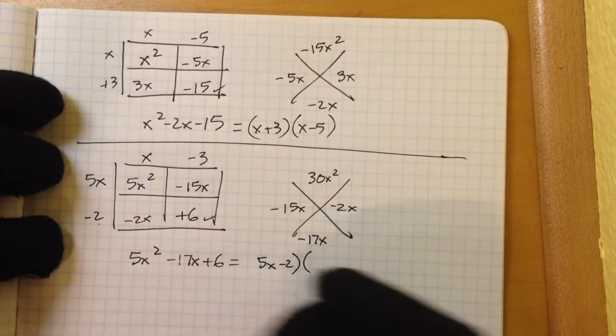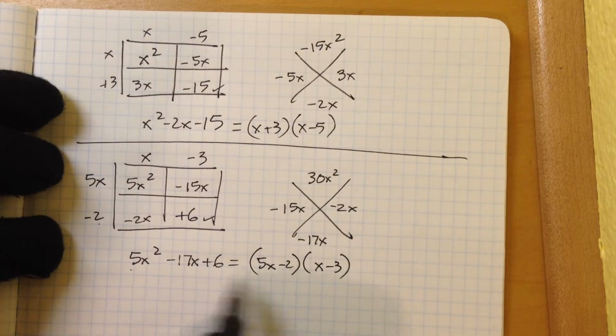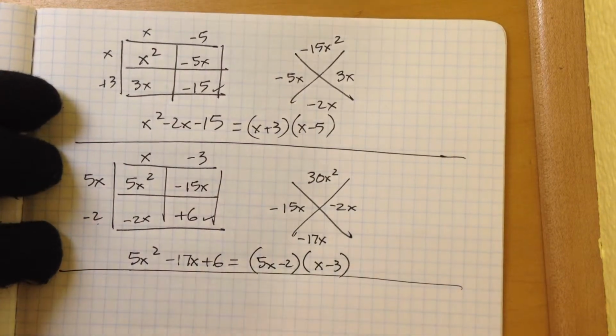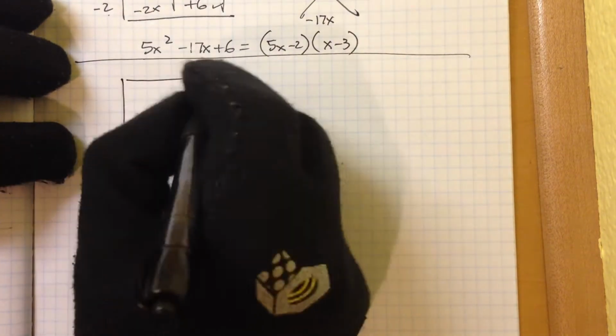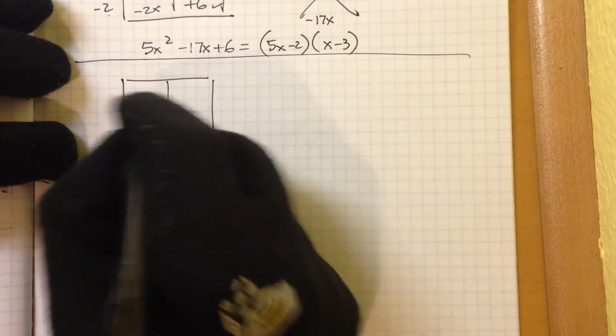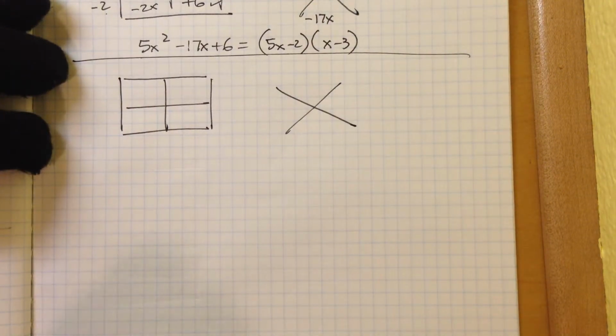5x minus 2 times x minus 3. There I go with my sum. There I go with my product. Slide this up. These are very fast to draw, and when you get good at this, you're going to be nice and speedy.